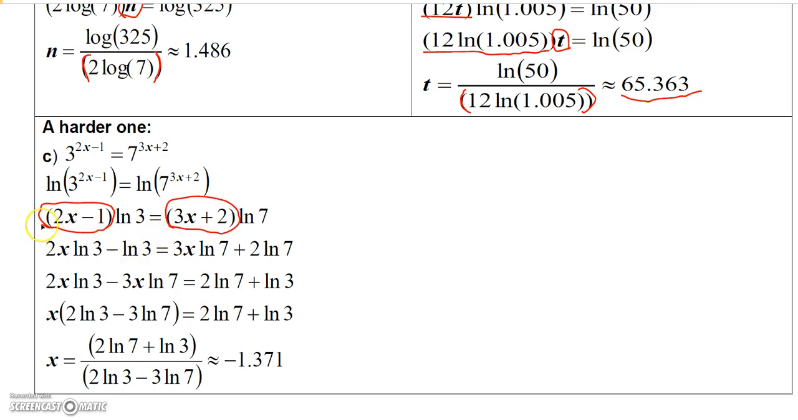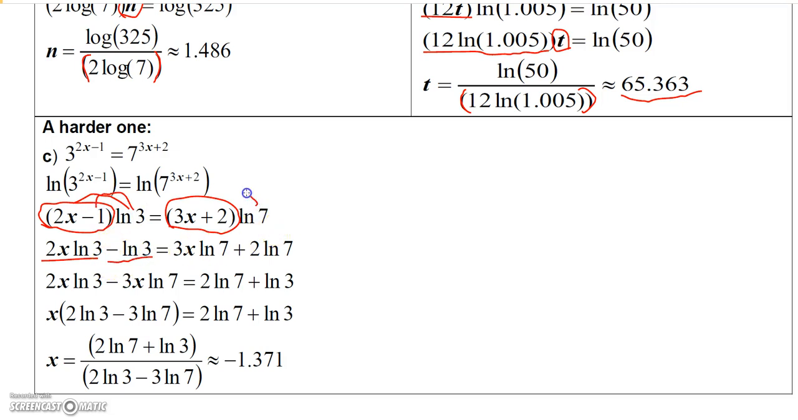Okay, now what I need to do here is distribute these logs through this. So I need to distribute the natural log of 3 through these terms and the natural log of 7 through these terms. So if I multiply 2x times natural log of 3, I'm just going to get 2x times natural log of 3. And if I multiply negative 1 times natural log of 3, I'll just get minus natural log of 3.